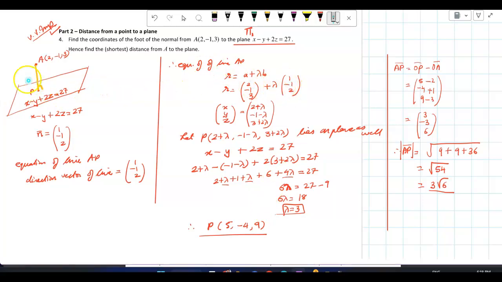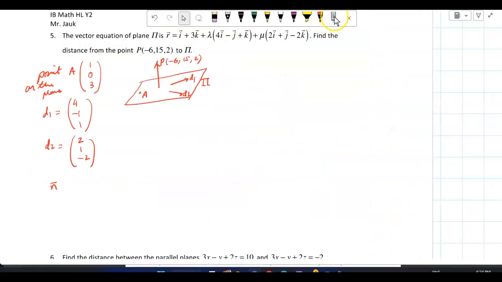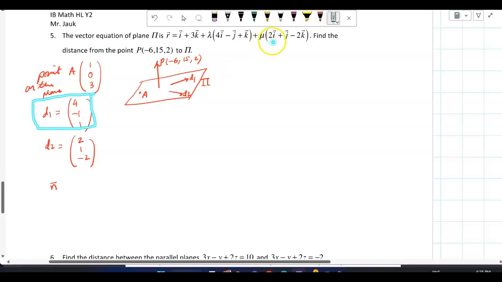So if you have a country and you're dropping a bomb, perpendicular distance, shortest distance, you just drop it. So far you have done correctly. So what you did is you recognize that this is your vector equation of the plane, correct? That means this is your point, so that's your 1, 0, 3. 1, 0, 3 is your point. This is your direction vector d1, correct? This is your direction vector d2.